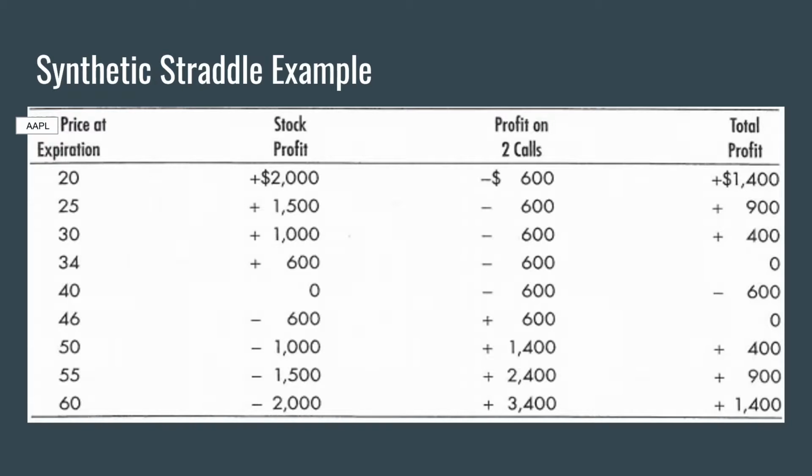Given the example, it is clear that synthetic straddles profit when the underlying stock moves greatly in either direction. Furthermore, one would only incur a loss if the underlying stock does not move at all. Moving forward, Steve will describe the follow-up actions of a synthetic straddle.